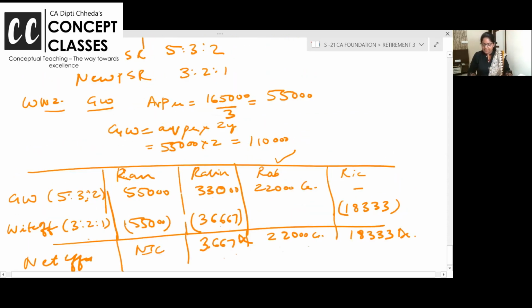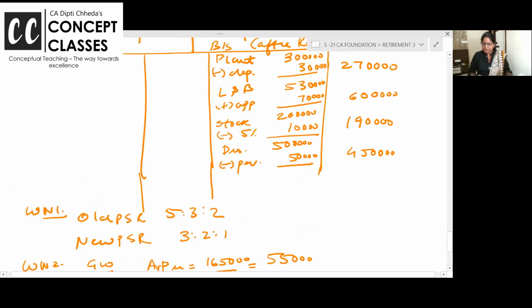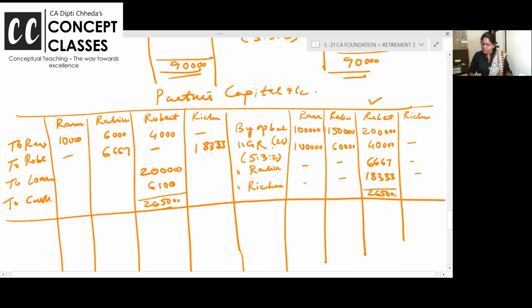Chalo, next. Come to the capital account and do the correction here. 3,667. This is 2,62,000. Out of 2,62,000, 4,000 is revaluation loss and 2 lakh is transferred to loan.